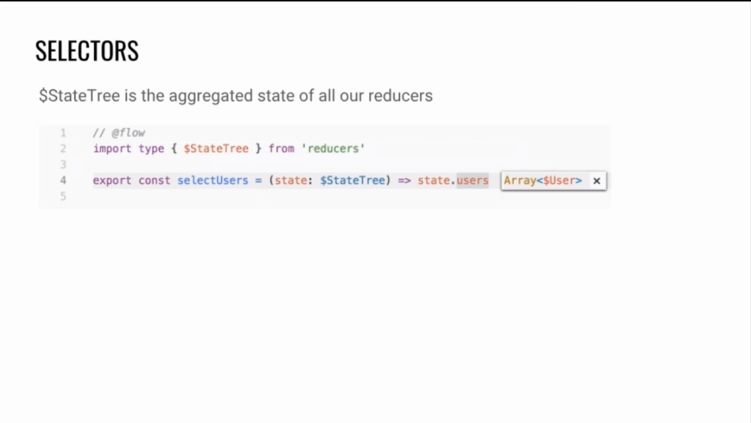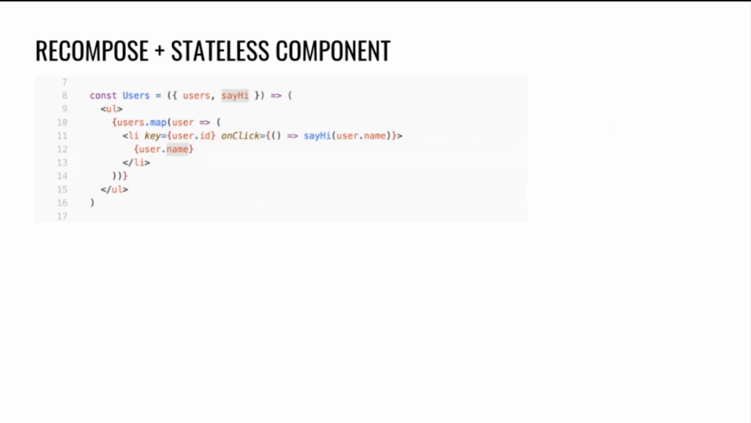So selectors are another important part of Redux applications. But basically, what we're doing here is just, in another file, building the whole composite state tree, and we're just assigning it to the root selector here. And it knows that state.users is going to be an array of users. And now we can use that with recompose. Has anybody used recompose before? OK.